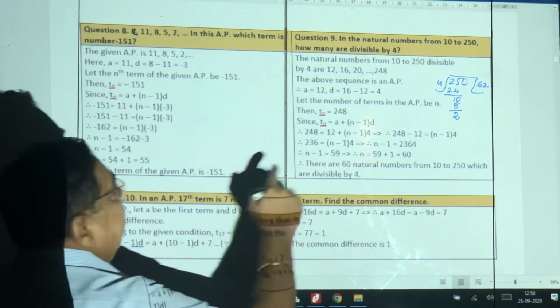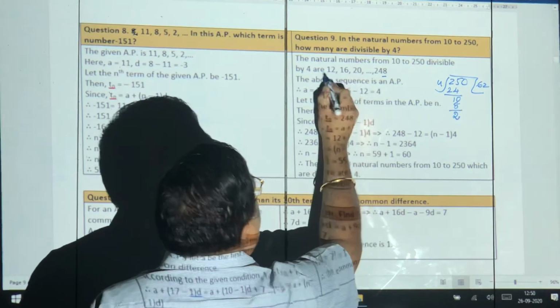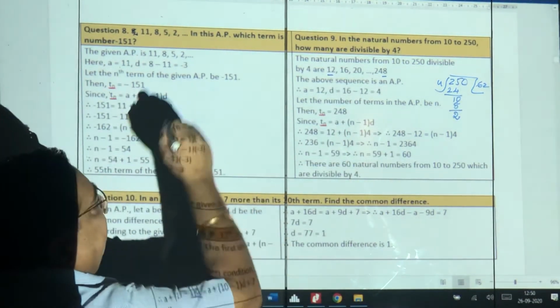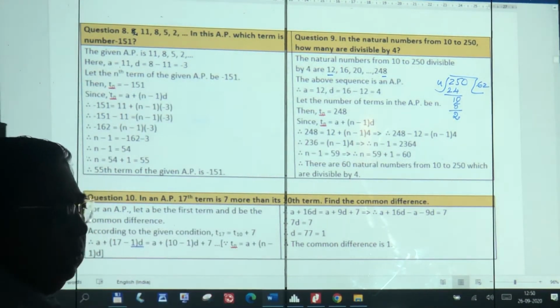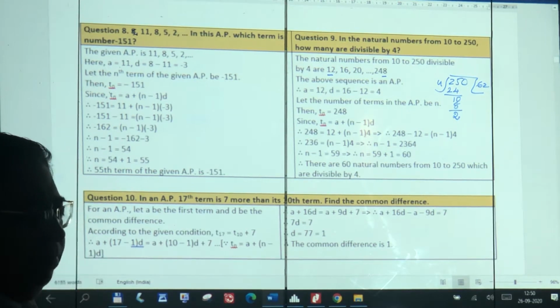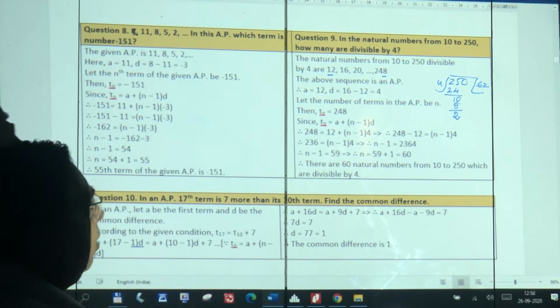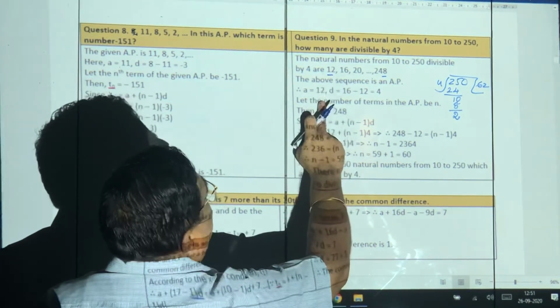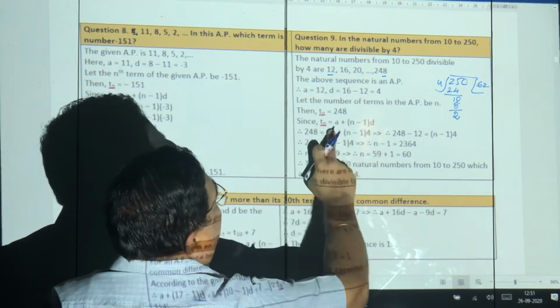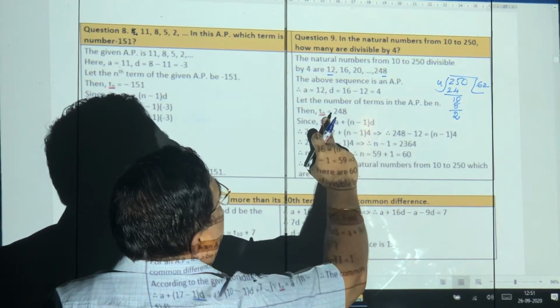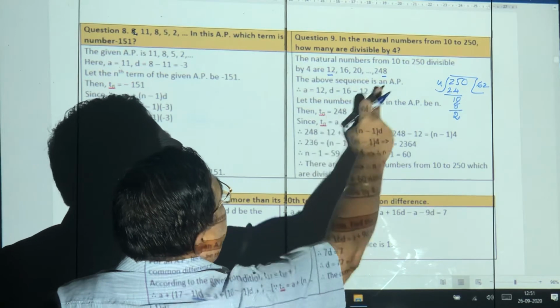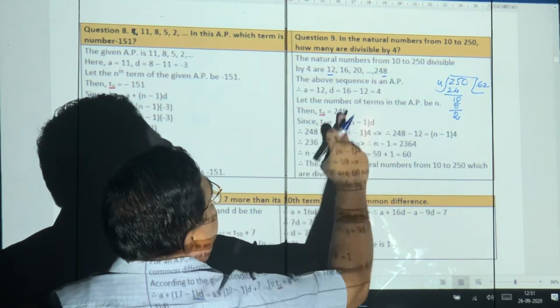So get that. How to get the last term, how to get the first term. And don't write 10 like a fool. 10 is not divisible by 4. The first two-digit number divisible is 12. Learn your tables. 4 3s are 12. 4 4s are 16. 4 5s are 20. So I have A, I have difference 4, and I have been told that last term is 248.